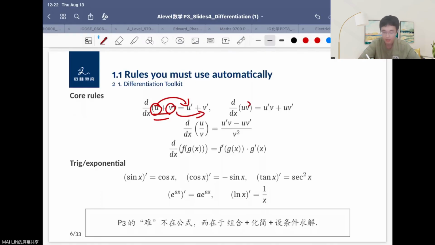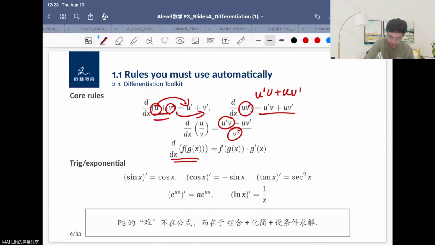Okay, and secondly, for u times v together, we can say it is u differentiation times v plus u times v differentiation, okay? That is u differentiation v plus v differentiation u. That is for u times v, the product differentiation. And also we have the division differentiation, that is u divided by v. So the differentiation here is u differentiation times v minus u times v differentiation, over v squared, okay?